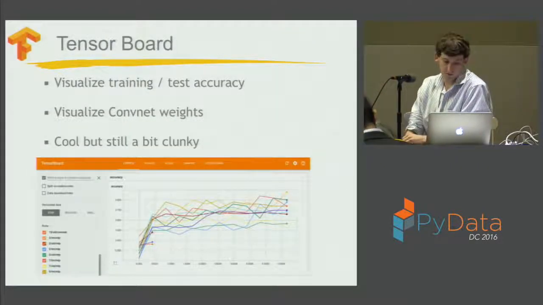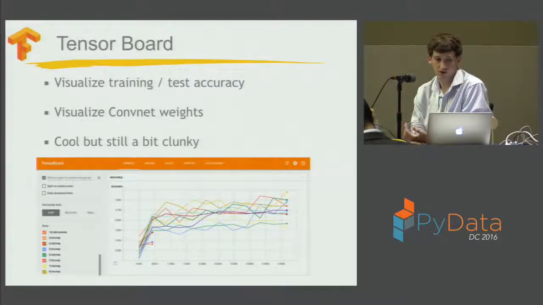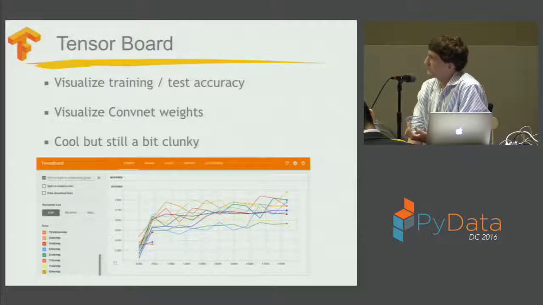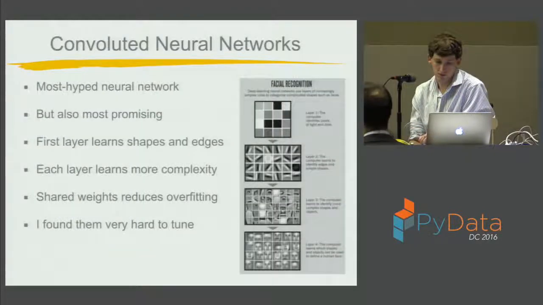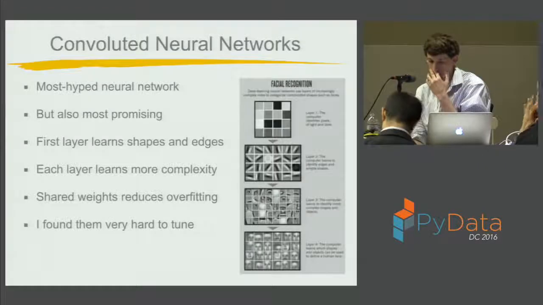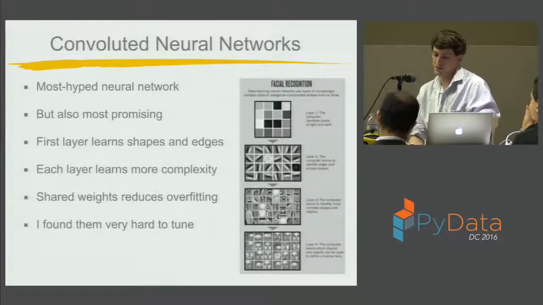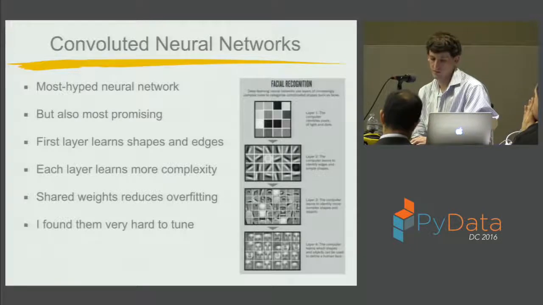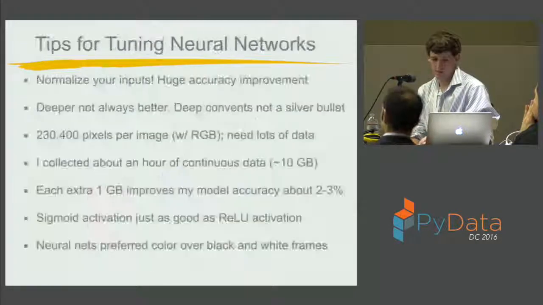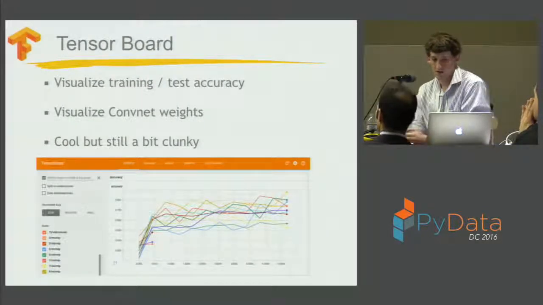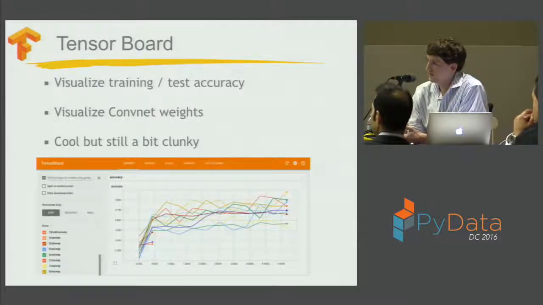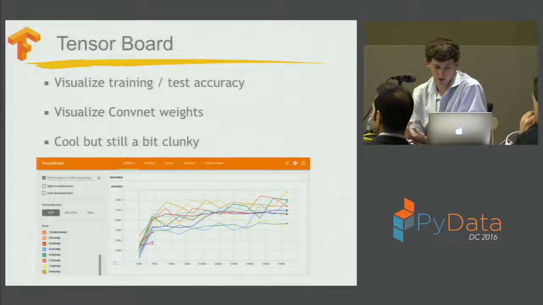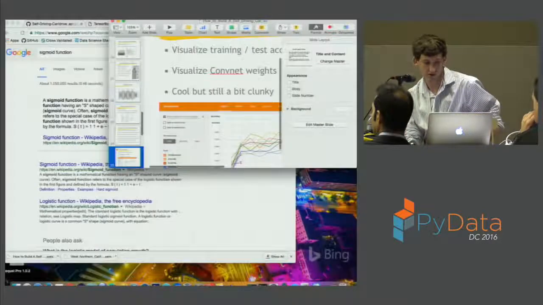Okay, so TensorBoard. If you use TensorFlow and you want to visualize your neural networks, TensorBoard is the way to go. You can use it for visualizing your accuracy. And if you work with convoluted neural networks, you can see what the weights look like. If your convoluted neural network is performing optimally, you'll see these shapes that make sense, and you can use TensorBoard to do that. TensorBoard is pretty cool, but it's a little bit clunky. I won't really cover why it's clunky, but it looks cool, and I'll show you that in action.